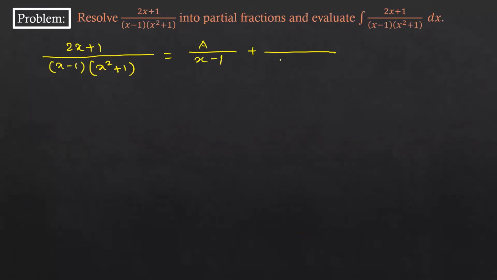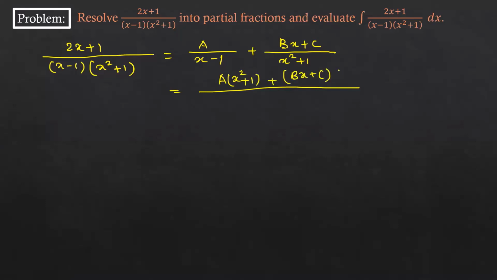Okay. For the second part, you have x square plus 1, and what is the numerator? Yes, Bx plus C. Actually, this is B of x plus C. So after calculating that, you have A into x square plus 1, and here you have plus Bx plus C into x minus 1, and you have x minus 1 into x square plus 1.